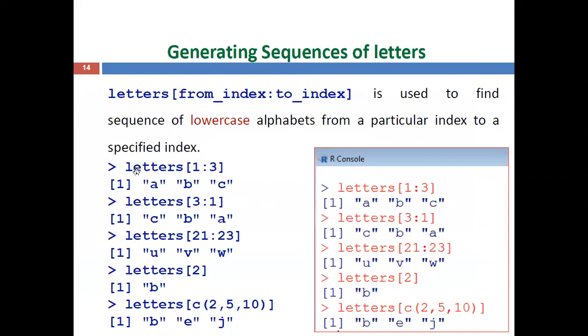Now for example, here we have taken letters 1 to 3. The starting value is the first letter, and the end letter is the third one. So it displays the first 3 letters: a, b, c. All are lowercase. Why? Because we are using lowercase letters.